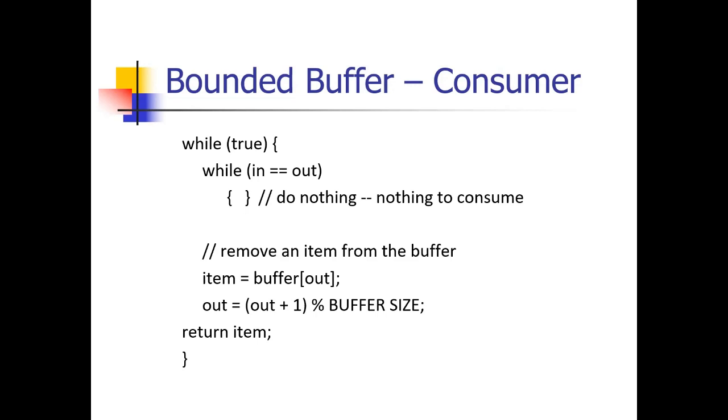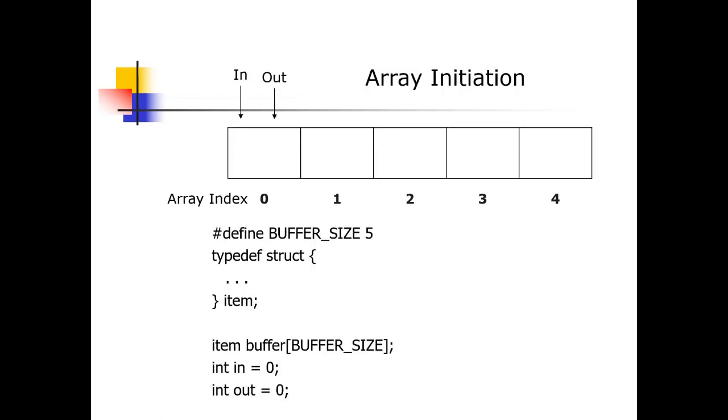If the buffer is empty, there's nothing to be consumed, right? So it's in the loop. If the buffer is not empty, it will take an item out and increase out by 1. So those are the two operations. I didn't explain the code, just the operation only. So we will take an example.